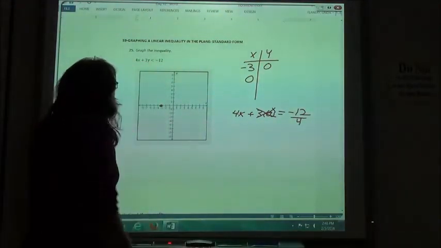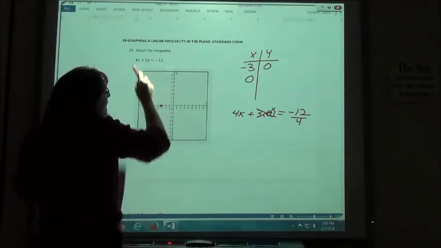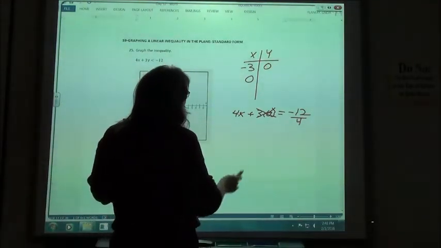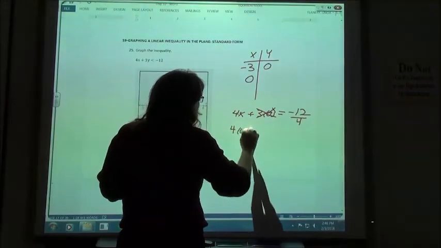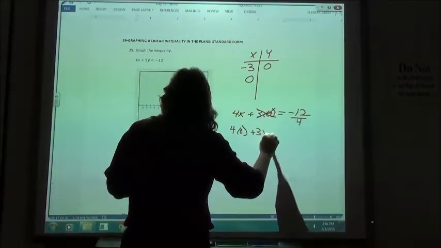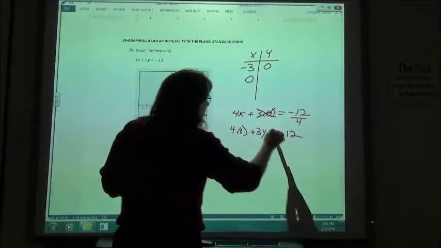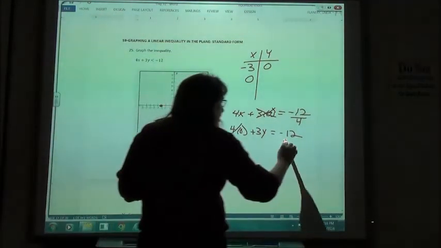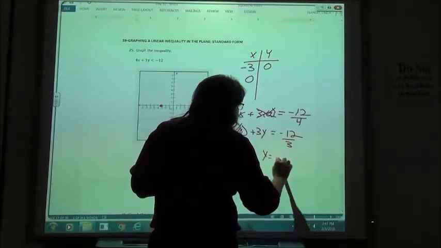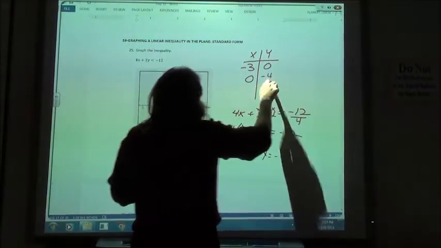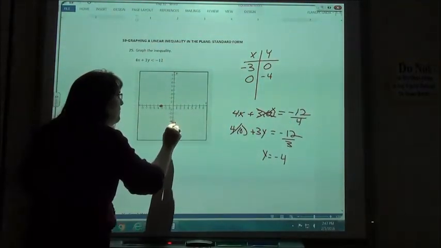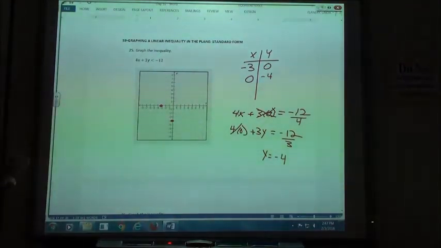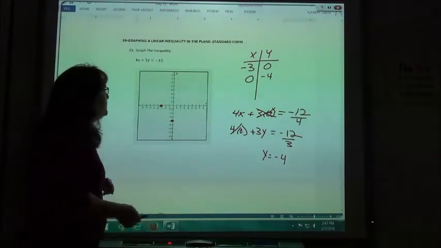My y-intercept, putting 0 in for the x. So 4 times 0 plus 3 times y equals negative 12. Again, pretending that's an equals. So this is 0. I'm going to divide by 3. Y equals negative 4. And so my y-intercept is at negative 4. Now this should all look really familiar to you because we did this in the chapter we did graphing.